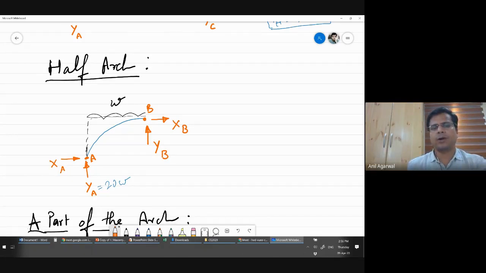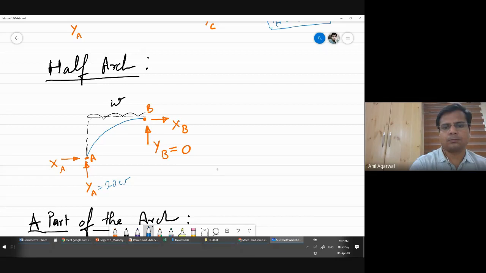Out of these 4, I know YA is equal to 20 W. And how much is the vertical load acting? 20 W. Total 20 W. So YB will be equal to how much? 0. Is that correct? Because 20 W is acting vertically downward, 20 W is acting vertically upward. So the two will balance themselves. So YB will be 0. What is left? Horizontal force reaction. So horizontal force reaction will tell me XA plus XB is equal to 0. These are the only 2 horizontal forces acting, right?